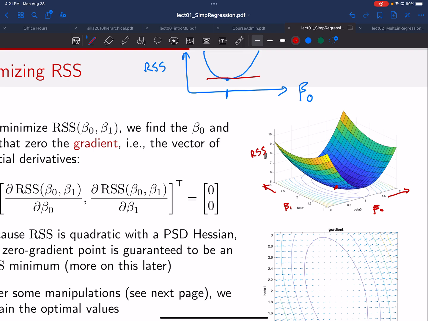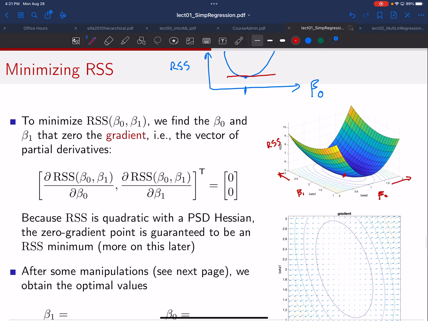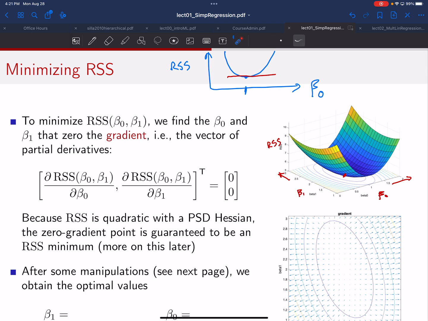So in terms of the math, this is how we set up that system of equations. Notice this is a vector because the transpose is a vertically stacked vector. Here we have the partial derivative of RSS with respect to beta 0 on the top, partial derivative with respect to beta 1 on the bottom. We're setting that vector equal to the 0 vector, meaning both of them have to individually equal 0. Okay, so that is essentially how we're doing it.